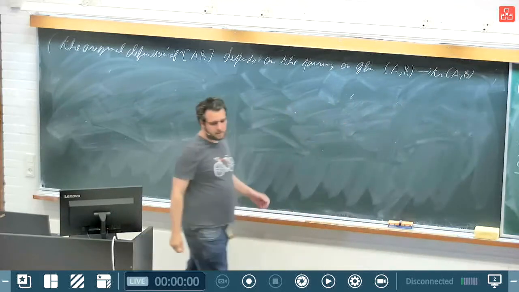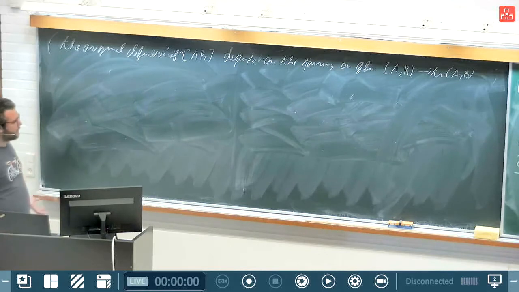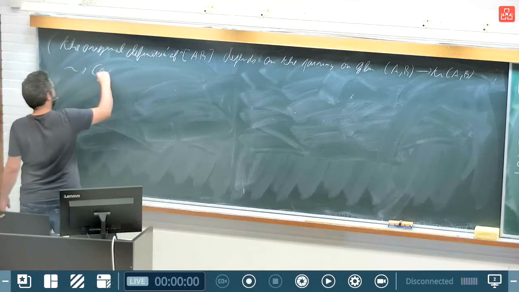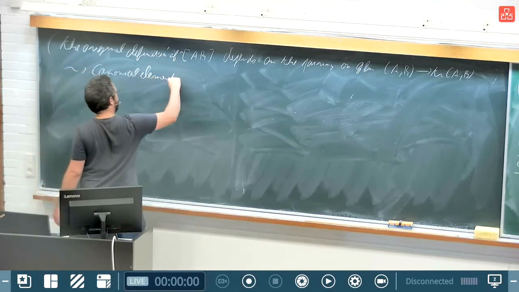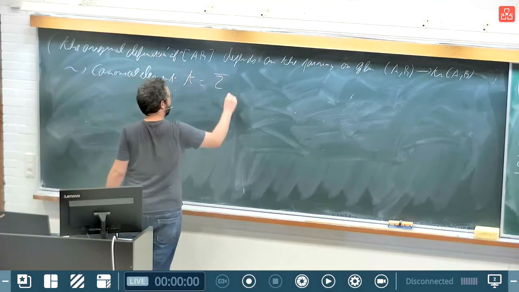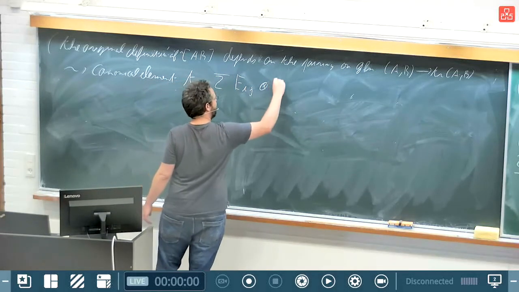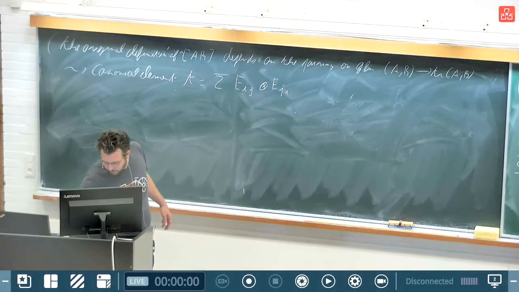So this kind of Poisson structure, you can define every time you have an algebraic group whose Lie algebra has an invariant symmetric pairing, which is the case for simple Lie algebras and reductive Lie algebras like gl_N. In particular, there is an associated canonical element, which is the sum of the E_ij tensor E_ji. Maybe I need a one half or something.